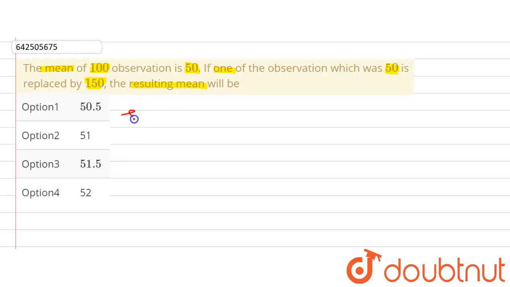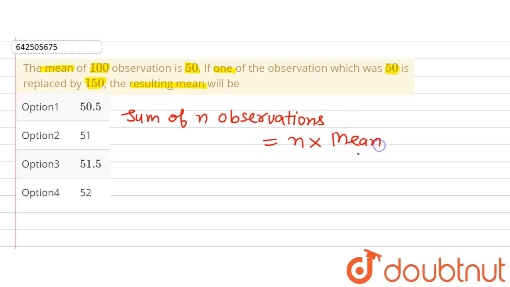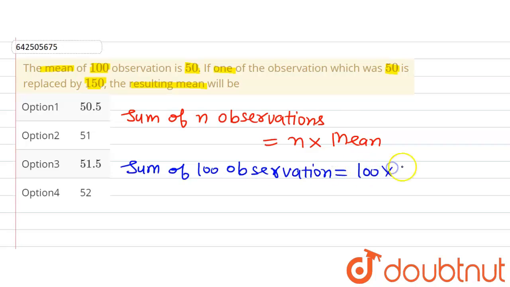Now we know that the sum of n observations is equal to the number of observations multiplied by the mean of these n observations. Now in this question we are given the mean of 100 observations. So to find out the sum of 100 observations, we will have n equals 100 multiplied by the mean, which is given as 50, so the sum will be 5000. So this is the sum of observations.